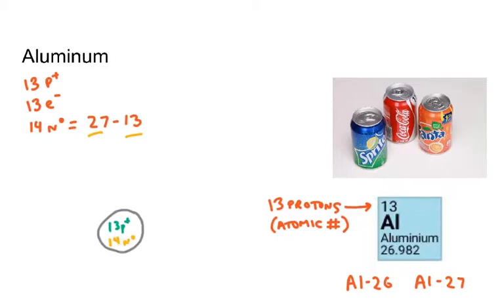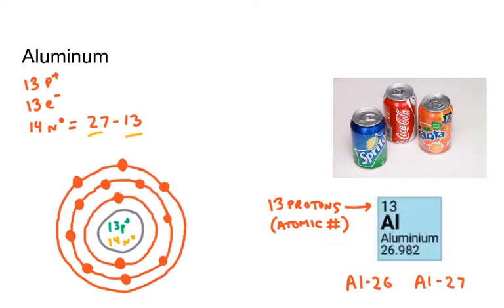Those 13 protons and 14 neutrons will go in the nucleus. Rather than drawing them, I'll just write how many there are. The electrons are distributed in rings around the nucleus, in what's called a Bohr model. I explained how to draw Bohr models in another video.